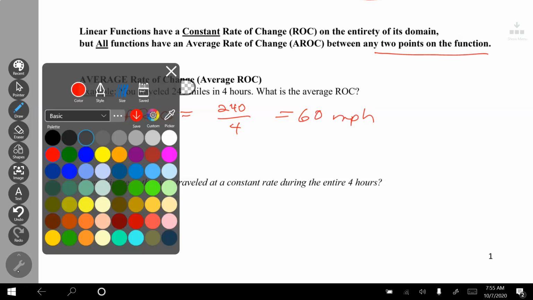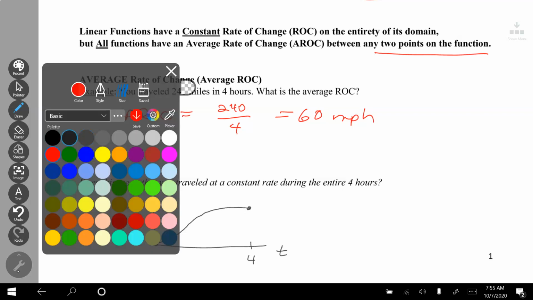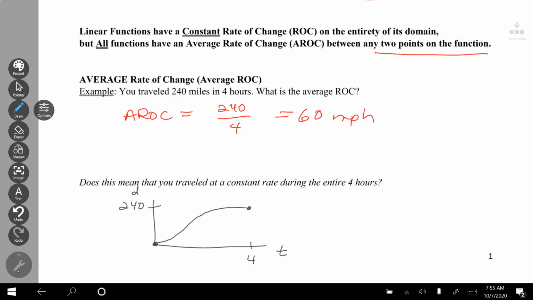Does that mean I went 60 miles per hour the whole time? No. Here's 240 miles. Here's my time of 4 hours. And I started at 0, 0. I ended up here. And I could have gone many different speeds to get there. Now, I do agree that the average rate of change is 60, which is the slope of this red line, but it doesn't mean you always went 60 miles per hour the whole time.